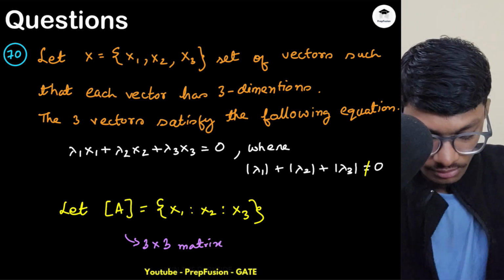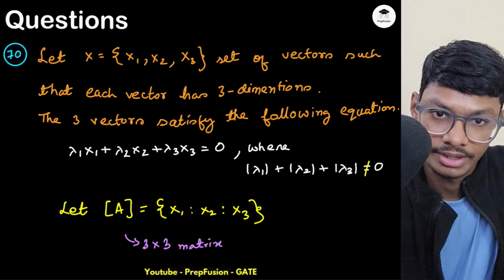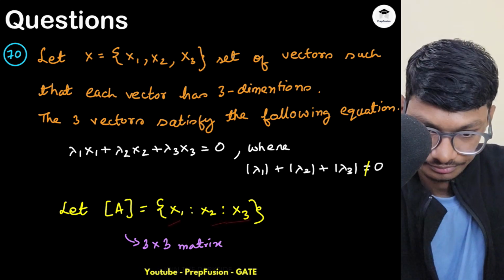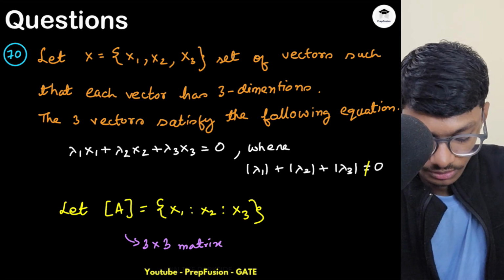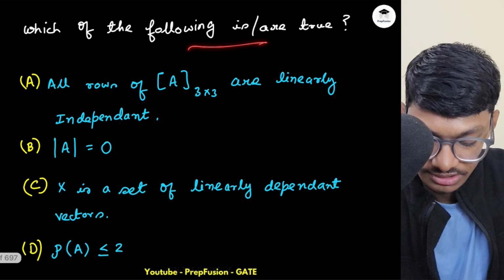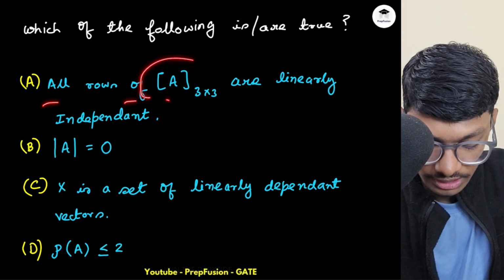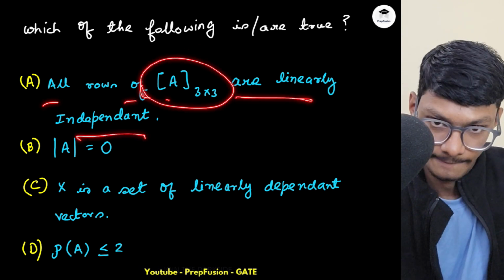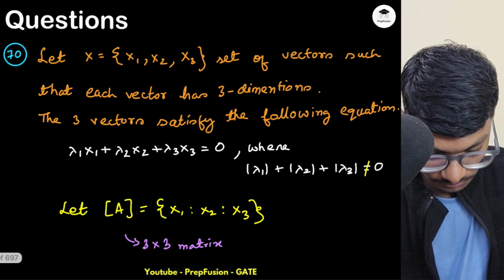Okay, so this has become a 3 cross 3 matrix, and this is x1, x2, and x3. Now we have to tell which of the following options is or are true. All rows of A, a 3 cross 3 matrix, are linearly independent. Okay, let's talk about this.